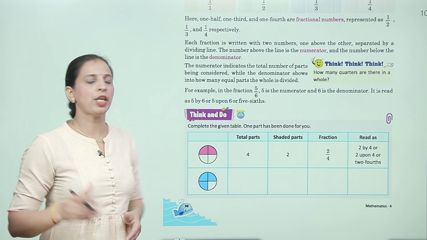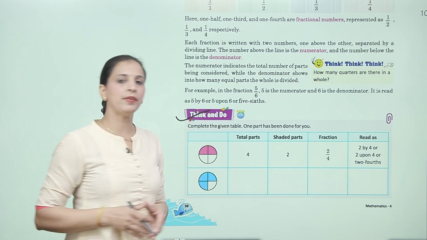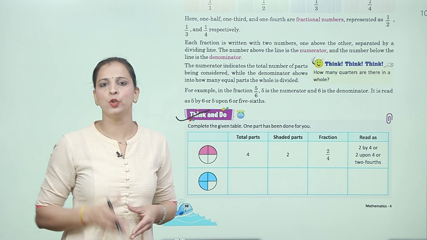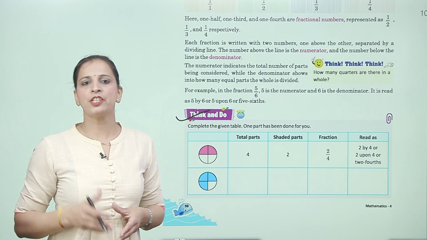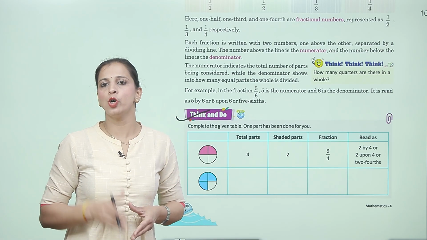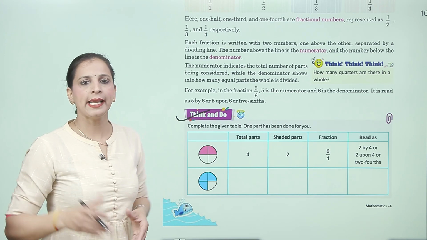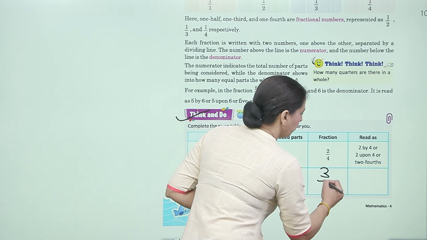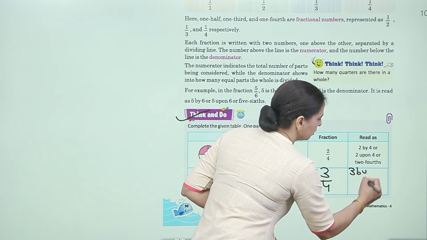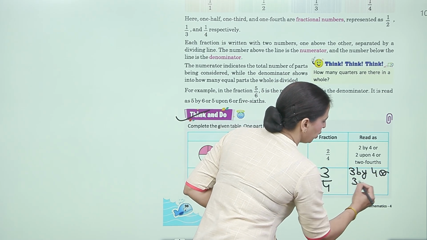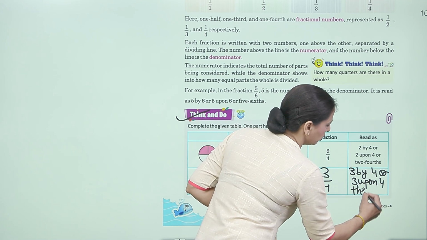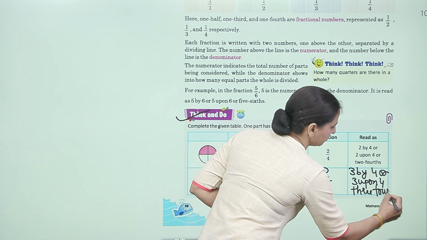Now next is think and do. Complete the given table. One part has been done for you. Now total parts 4, shaded parts 2, fraction is 2 by 4, 2 by 4 or 2 upon 4 or 2/4. Next is total 4 parts, shaded is 3, that is 3 by 4, 3 by 4 or 3 upon 4 or 3/4.